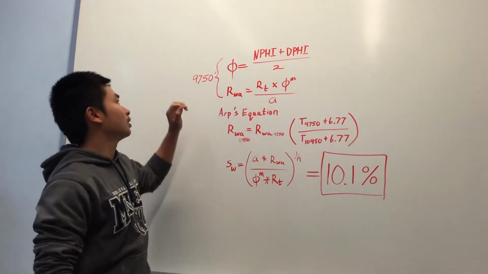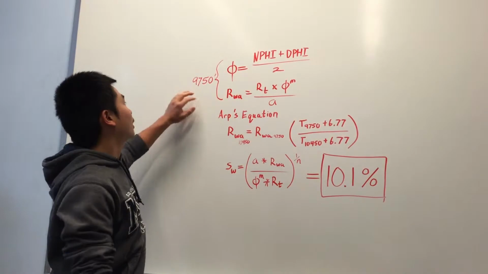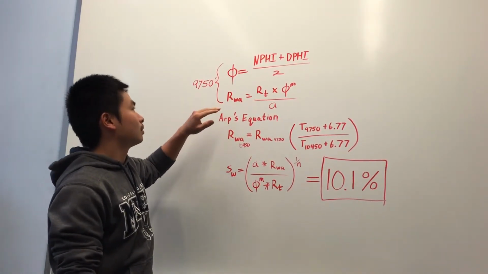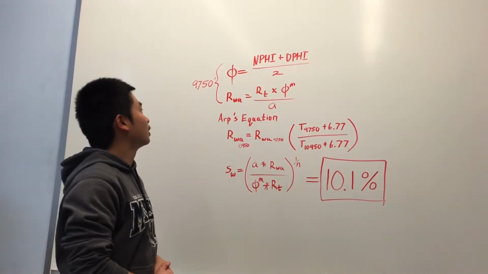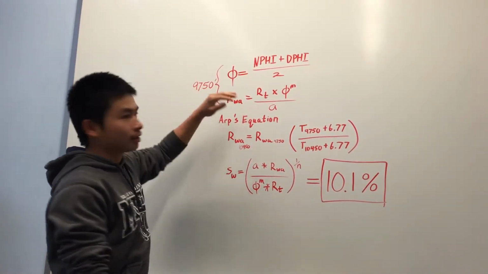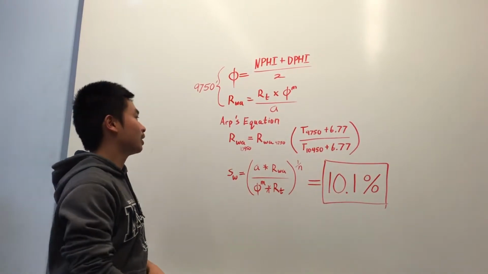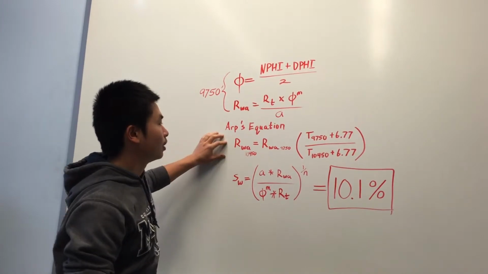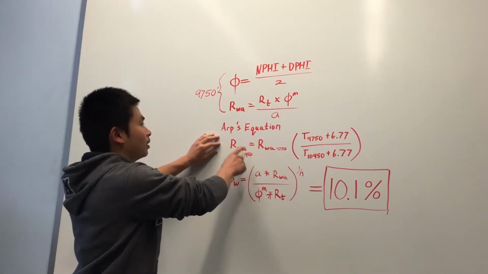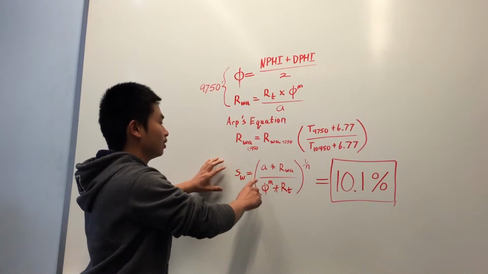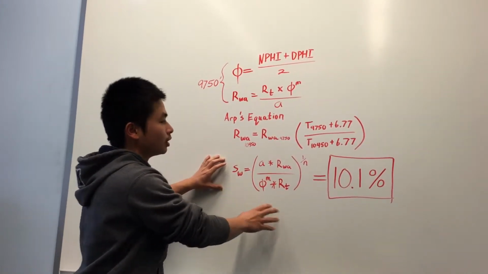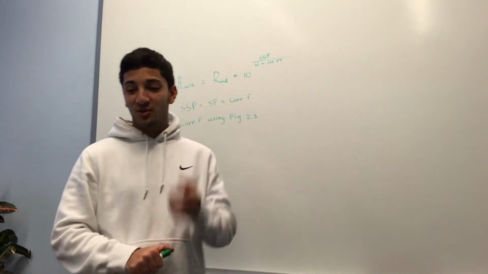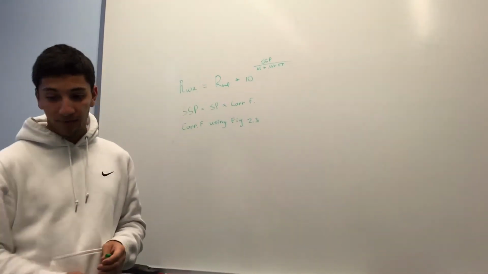I will be calculating saturation of water from apparent water resistivity at 9,750 feet. To start off, we need to get the calculated porosity at 9,750 feet. From there, we plug it into the water resistivity equation, and then we have to convert it to the apparent water resistivity at 10,450 feet, which we can do with Arp's equation here. From there we take that apparent water resistivity and use it in our water saturation equation, which we end up with 10.1%.